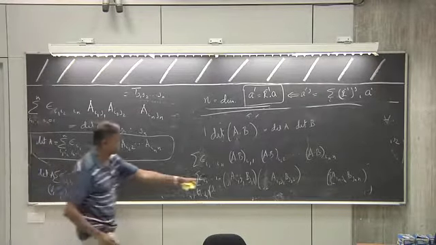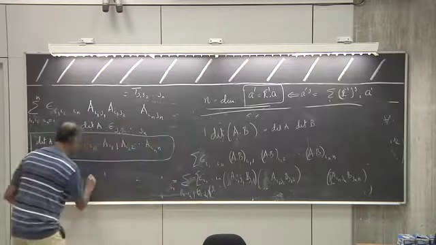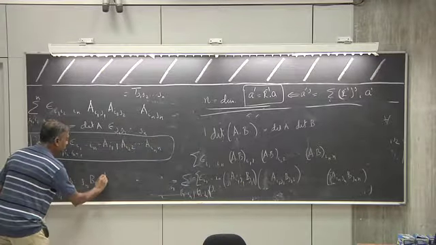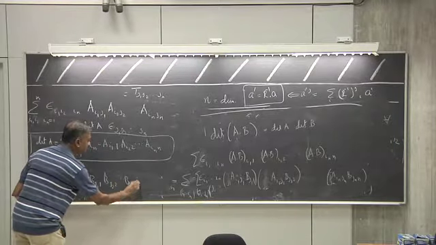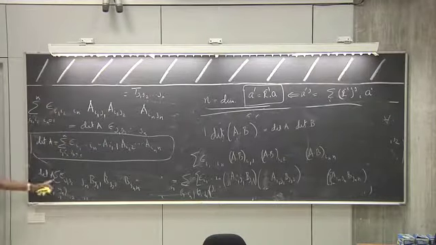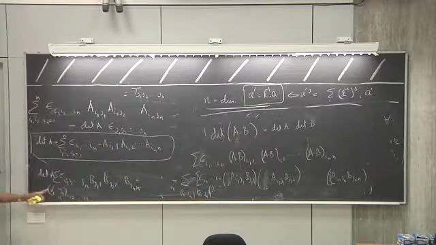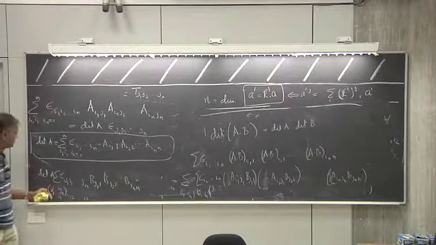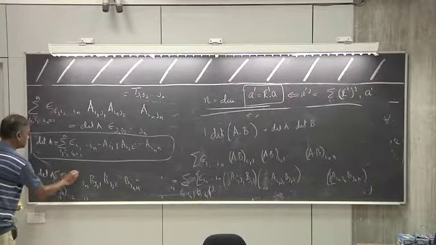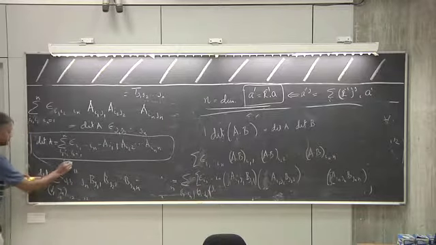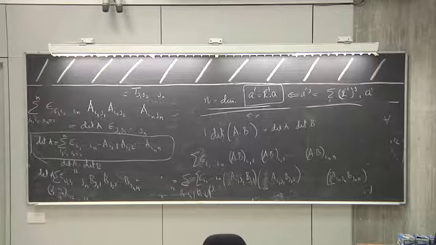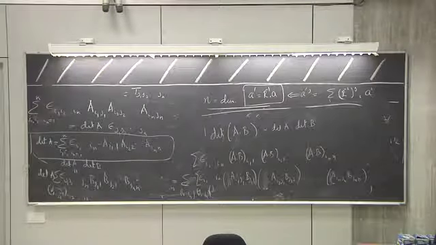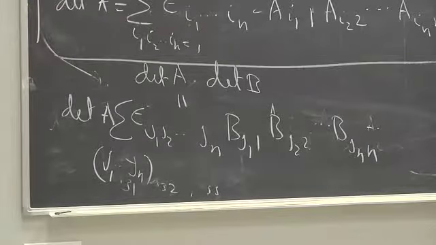And then whatever is left over, so this is B J1 1, B J2 2, B Jn n. But this is the determinant of B, right? So this way we have proven this is equal to determinant of A times determinant of B. So you see there's a two-line proof using the properties of epsilon. It's quite nice.